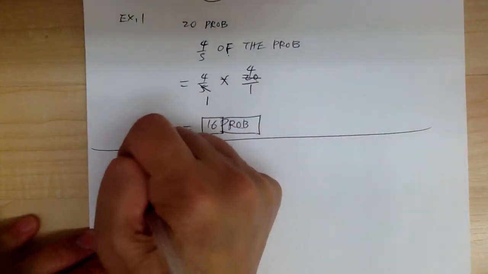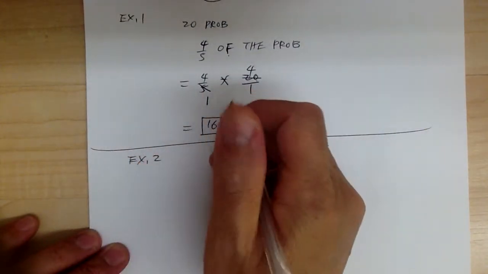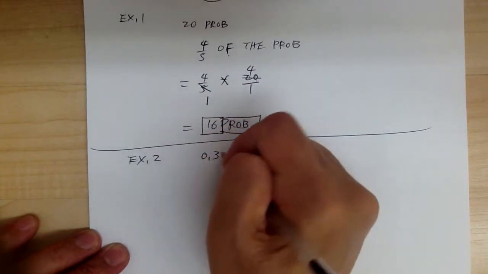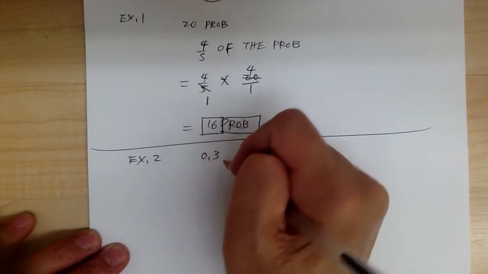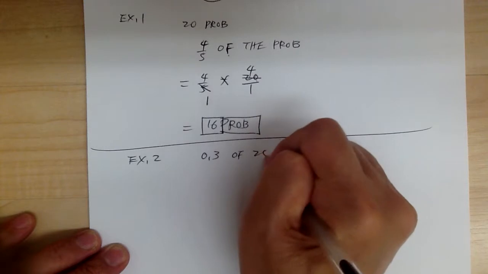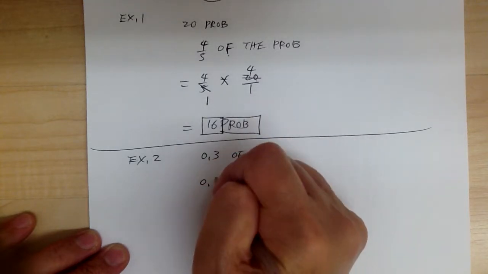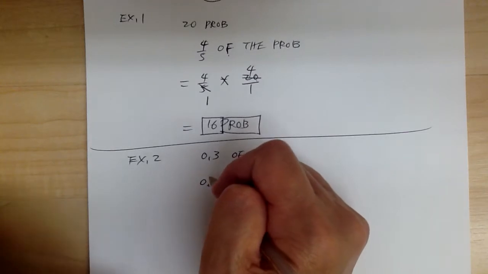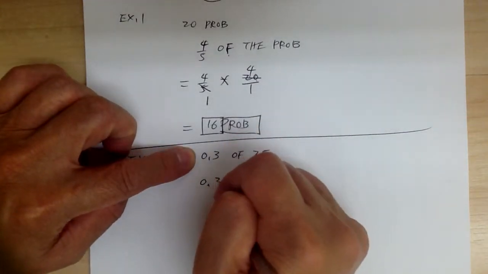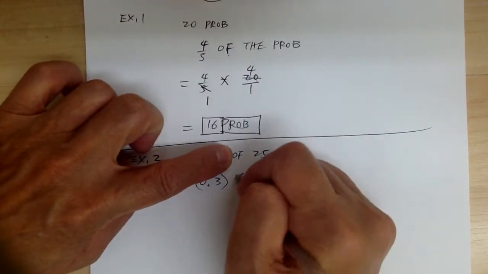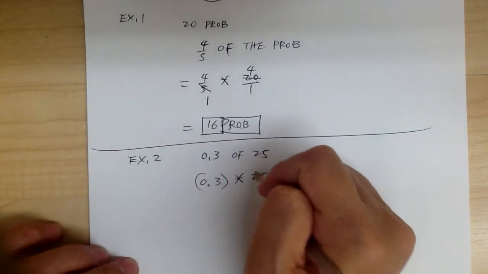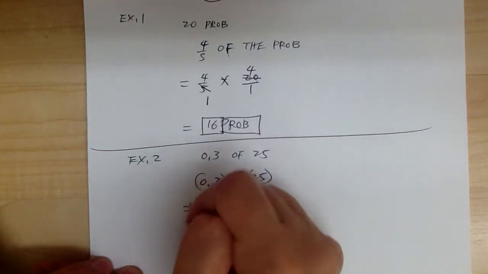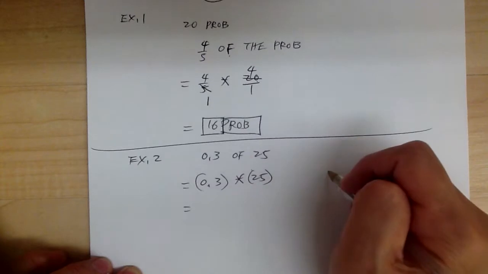Okay, let's go to example 2. Example 2, you're finding 0.3 of 25. So again, when you read, you write down exactly what it says. So you write things down as you read. So 0.3 means 0.3. Of means times. 25 means 25. So in this case, it's probably easier if you use a decimal.